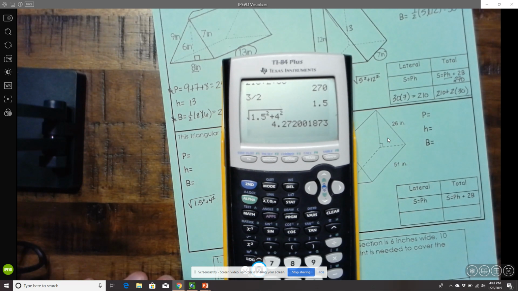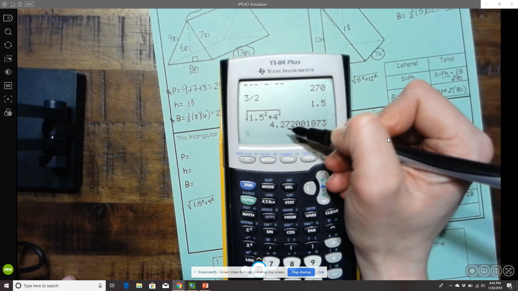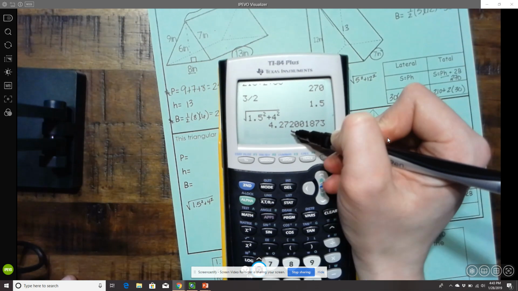And I get a really crazy number here. So the other thing that you can do, you can round. So let's go ahead, let's round. This is round to the hundredths. So let's go ahead and take it out to 3 decimal places here.